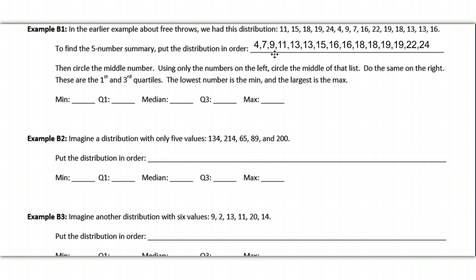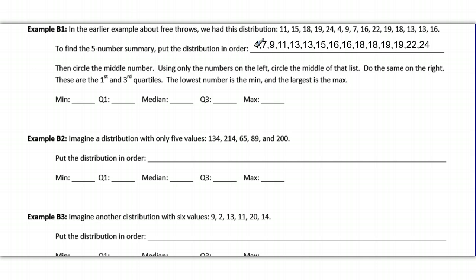Alright, so we've got all our numbers listed here in order. The first thing we're going to do is look for the middle. Now there's 15 values in this list, so the middle is going to be halfway, and if you take 15 divided by 2, you get 7.5. But remember that you're really looking for starting at 1, ending at 15, which means that you would actually have to subtract 1.